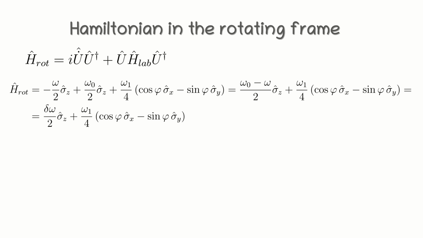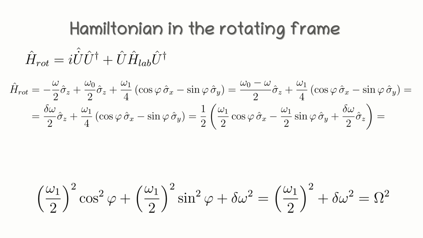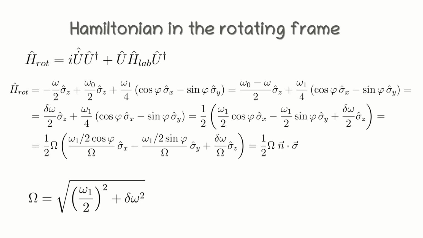Now let's have a closer look at what we got. In the rotating frame, we have a Hamiltonian which is time independent. Also, it is a linear combination of all three Pauli operators. We rewrite it in the following way. Now we want to normalize the coefficients in front of each Pauli operator. For this reason, we introduce another parameter, big omega, which is the square root of all numerical coefficients squared.